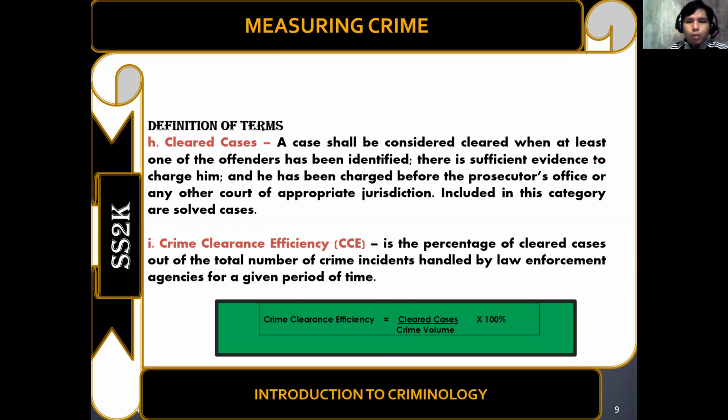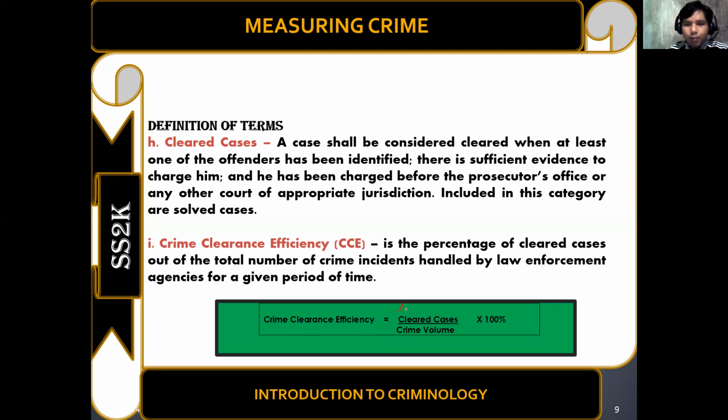Paano po sinosolve ito? Parang sa solve cases lang din, no? Pero yung mga numerical digits, syempre iba. So palitan nyo lang, i-substitute ninyo. So crime clearance efficiency, paano po sinosolve yun mga kaibigan? Cleared cases divided by the crime volume, that is index plus non-index crime, times 100%.